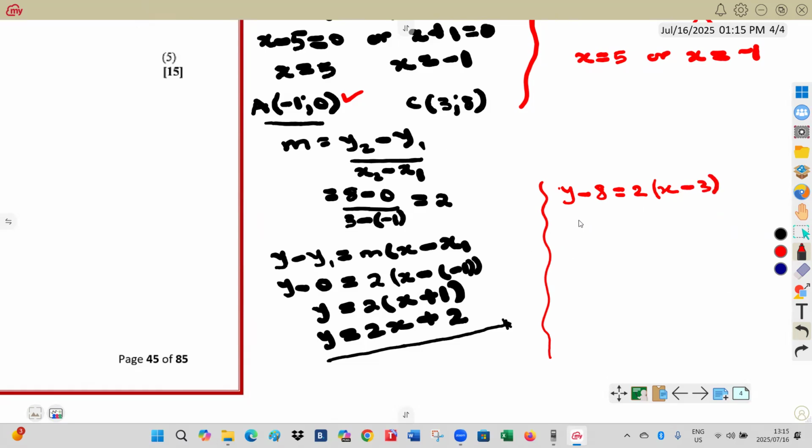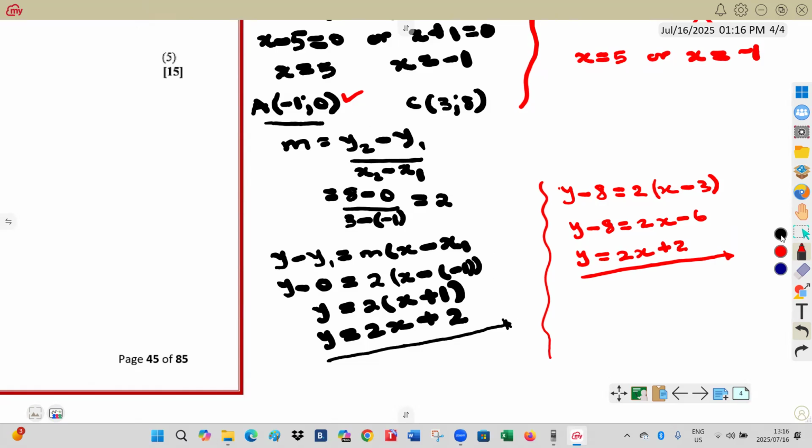So eventually we're going to have y minus 8 equal to 2x minus 6. Then you transpose this to that side. When it's transposed, it's going to be y equal to 2x minus 6 plus 8. It's going to give us plus 2. So take notice, regardless of the point that you use, we're still going to get the same answer.